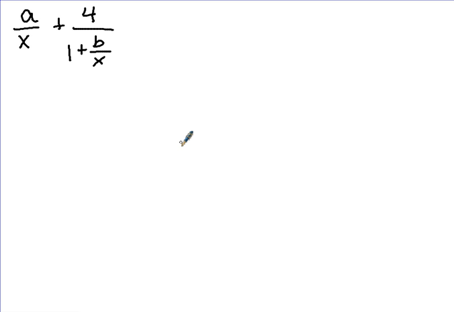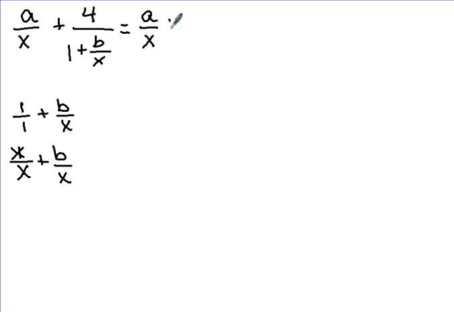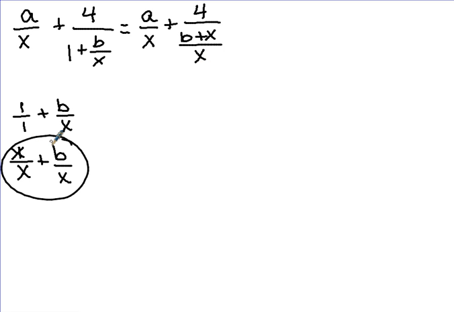What we want to do first is simplify our complex fraction on the right, 4 over 1 plus b over x, by simplifying the denominator. In the denominator, I have 1 plus b over x. I want to find a common denominator. My common denominator is going to be x. So now I have x over x plus b over x. So now I can replace this fraction. We have a over x plus 4 all over b plus x over x, because I've simplified this fraction here.